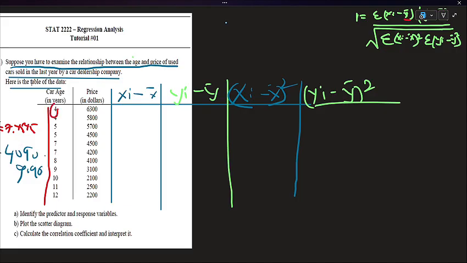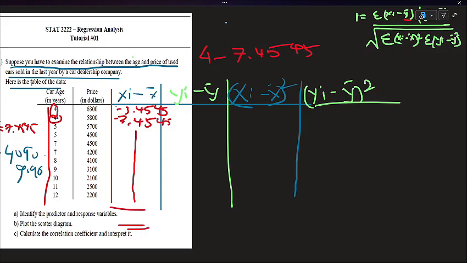So you take the first value, 4. Here 4 minus 7.4545 gives you minus 3.4545, right? For the first line. Then the next one is again 4, so the same value comes, minus 3.4545. Likewise you have to calculate all the differences and write the total here. After writing the total, this first column is done.